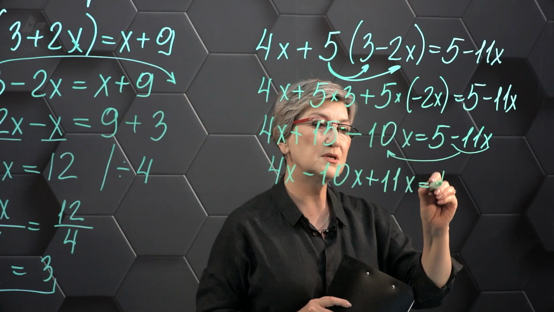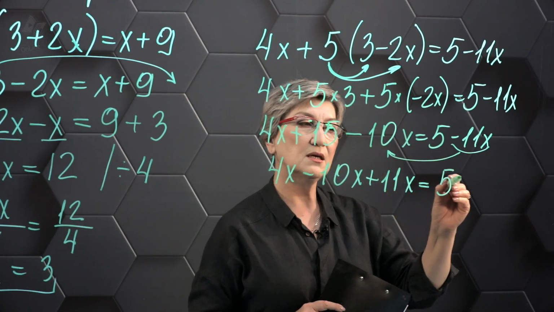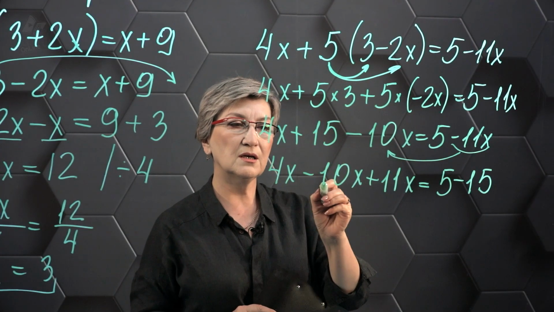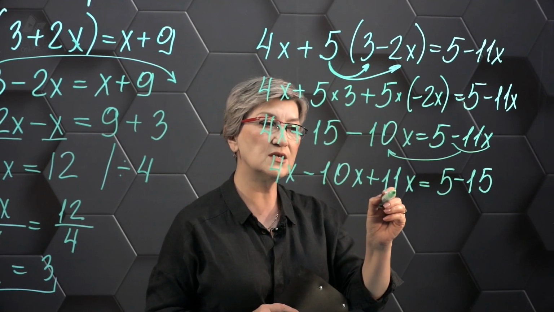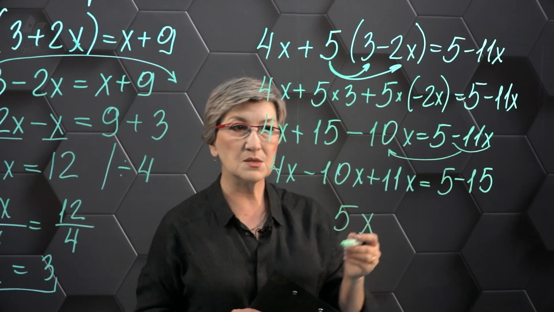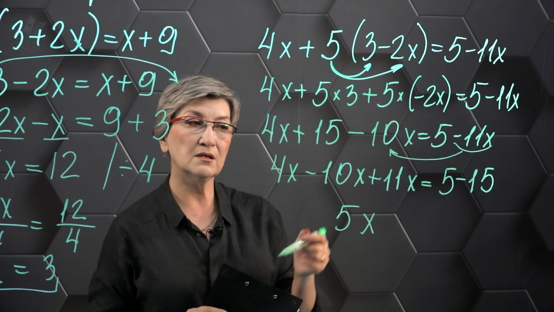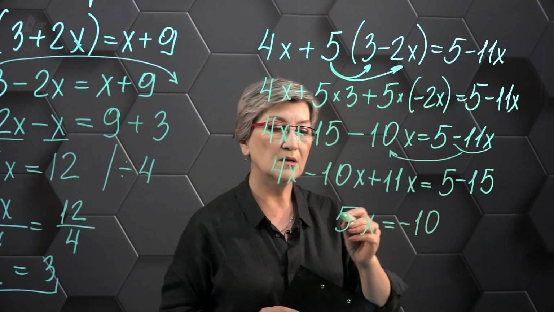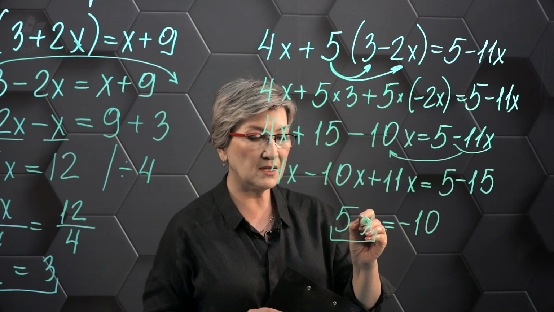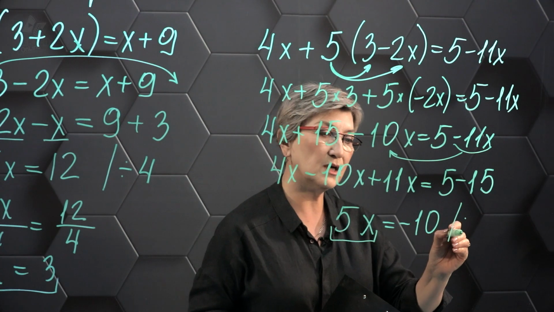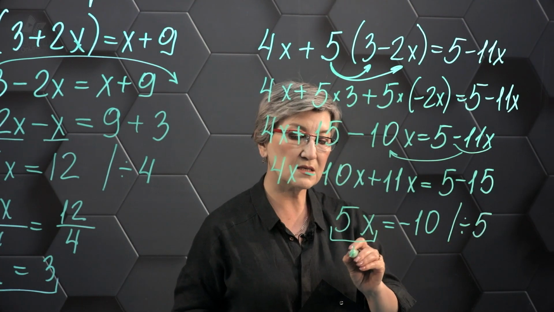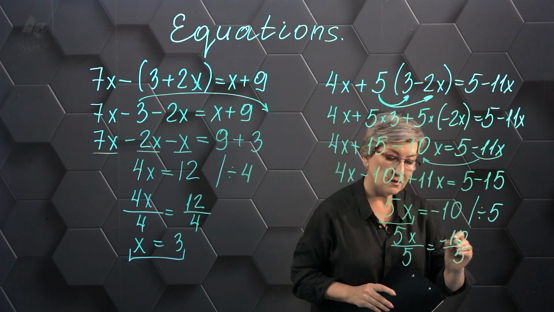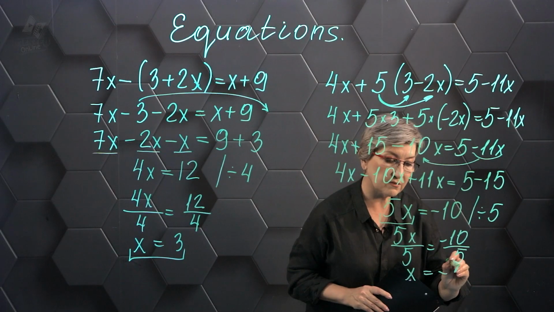And now, I write the constants in the right-hand side, 5 and minus 15. What remains is to perform the action. 4 minus 10 is minus 6 plus 11 is 5x. Let's use the rules for adding numbers with different signs. And then 5 minus 15 is the number minus 10. Now notice, the variable x has a coefficient of 5, so I'm dividing by 5. 5x divided by 5 equals minus 10 divided by 5. As a result, the root of the equation is x equals minus 2.